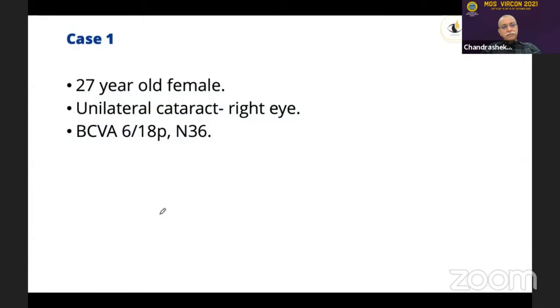Now here are two examples. A 27-year-old male coming with a unilateral cataract.